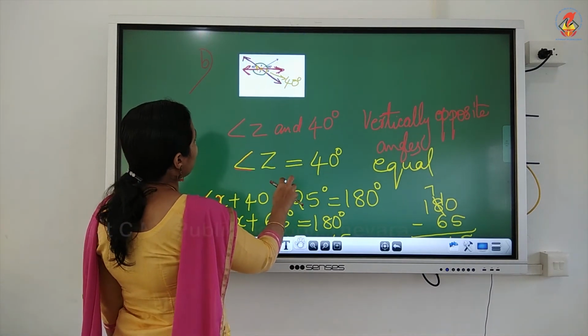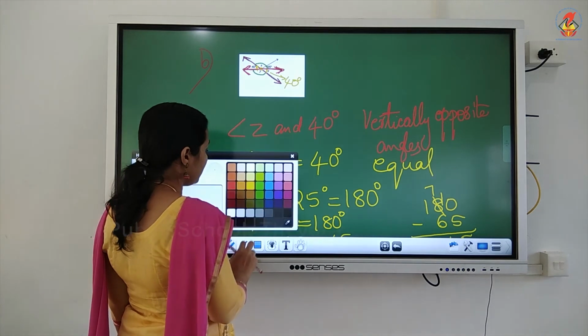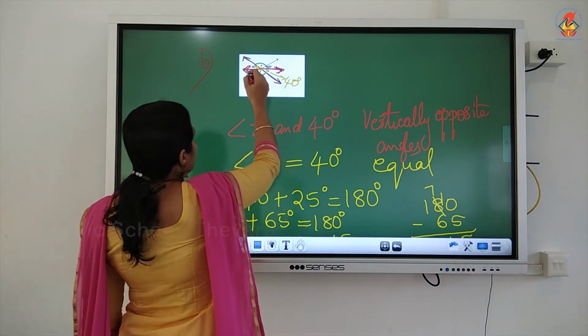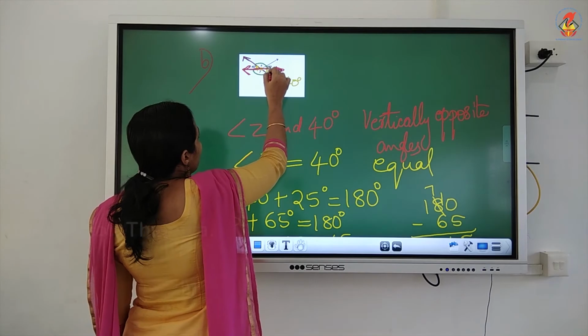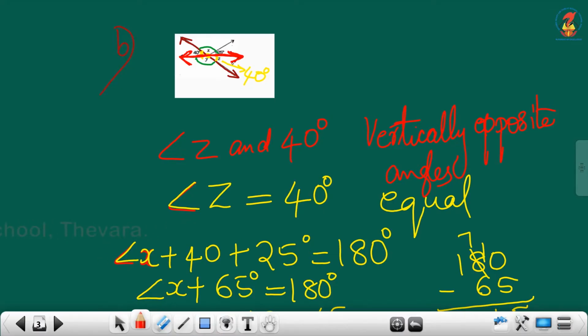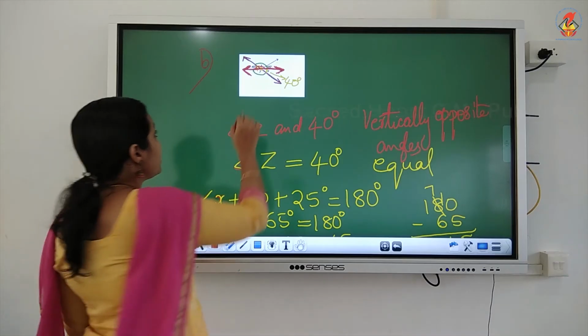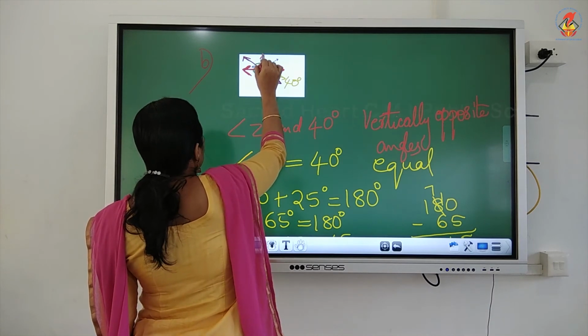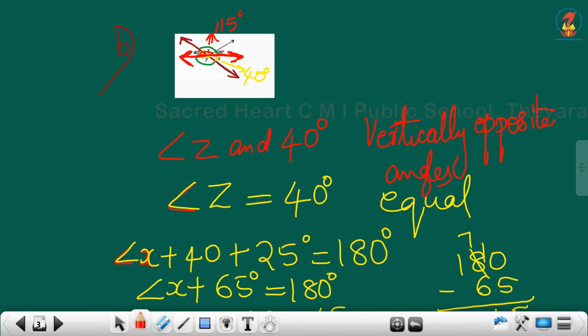How did we get that answer? Because all these angles are standing on a straight line, and the sum of the angles at a point on one side of a straight line is 180 degree. That means the sum of all these three angles is equal to 180 degree. By using that rule, we got the value of x as 115 degree.